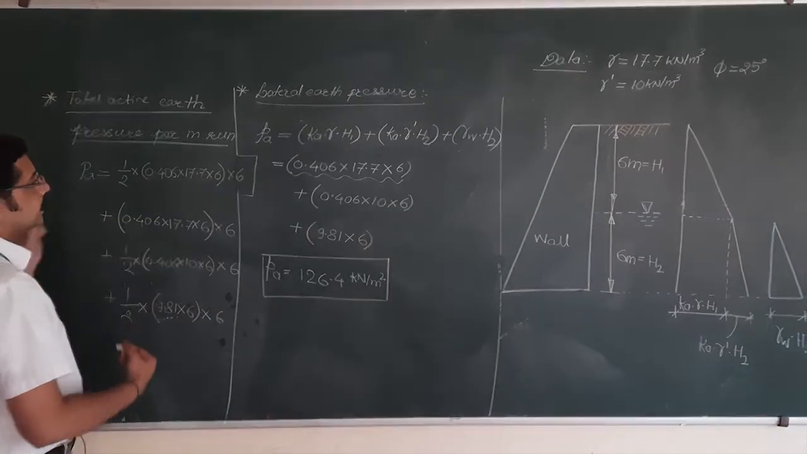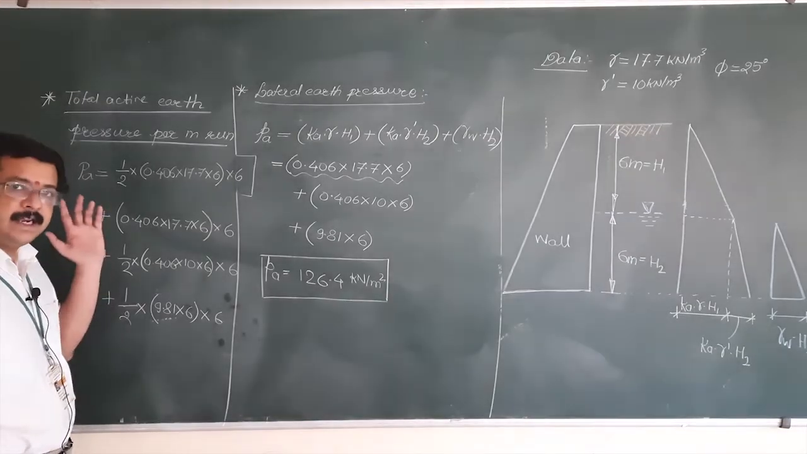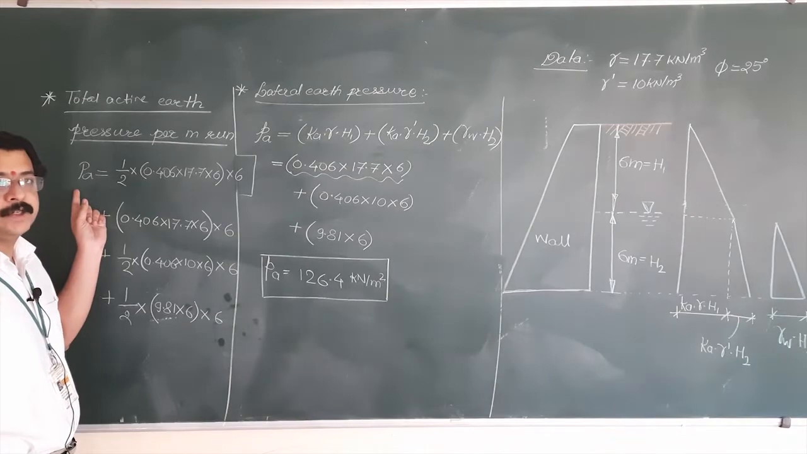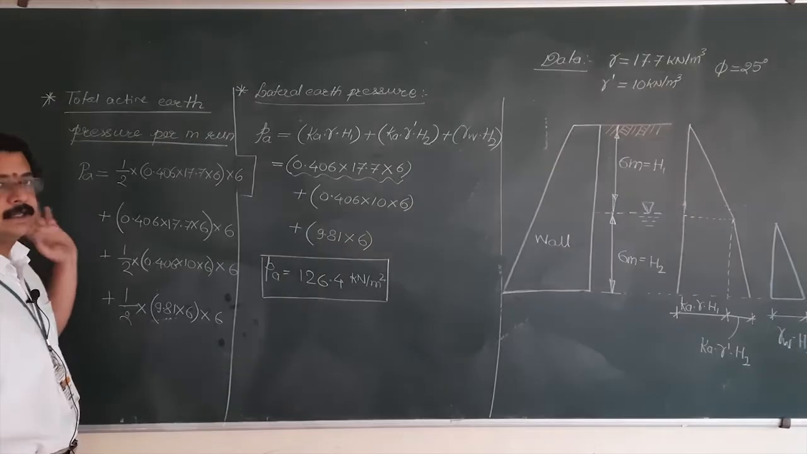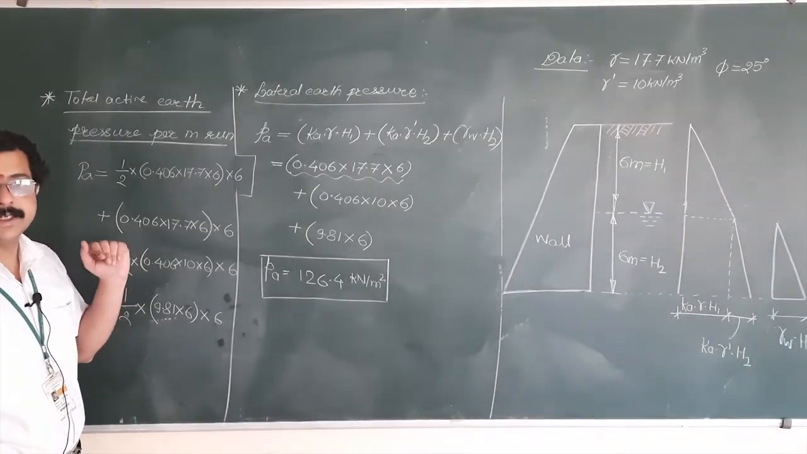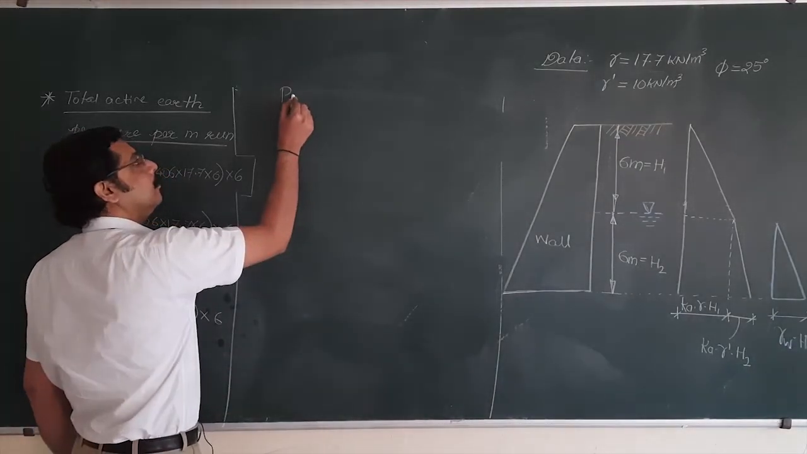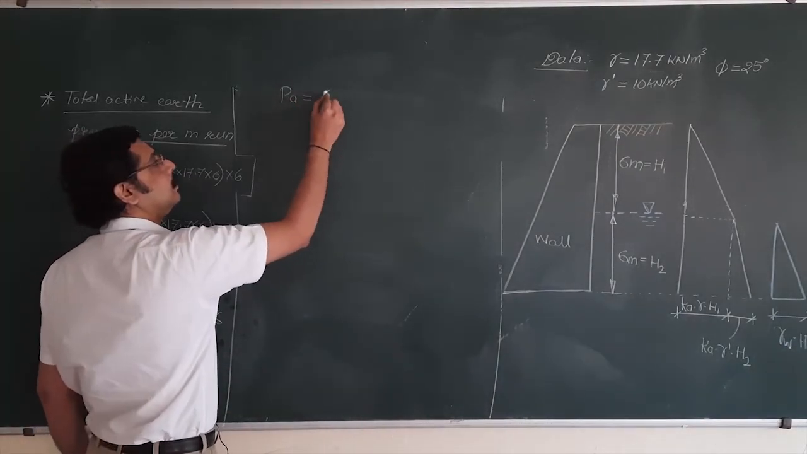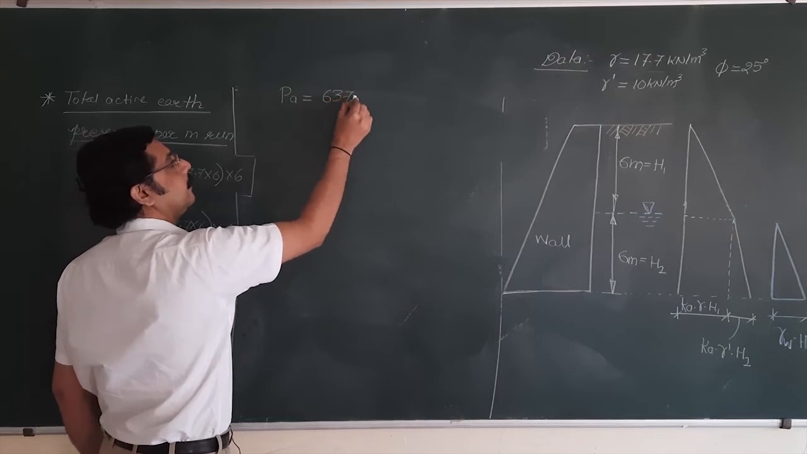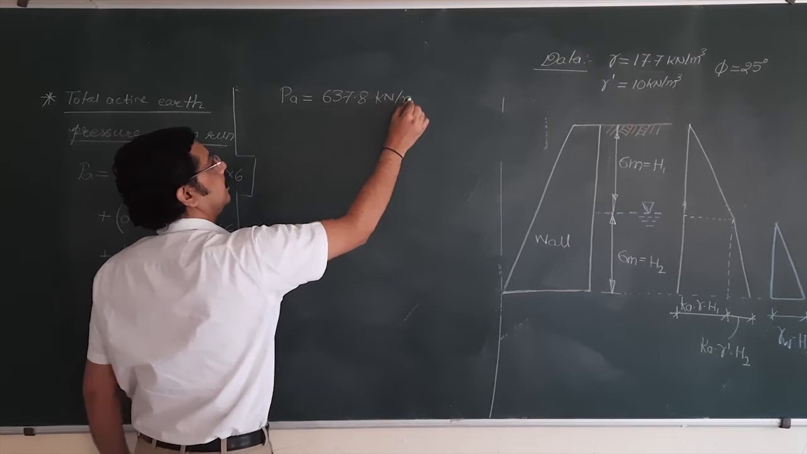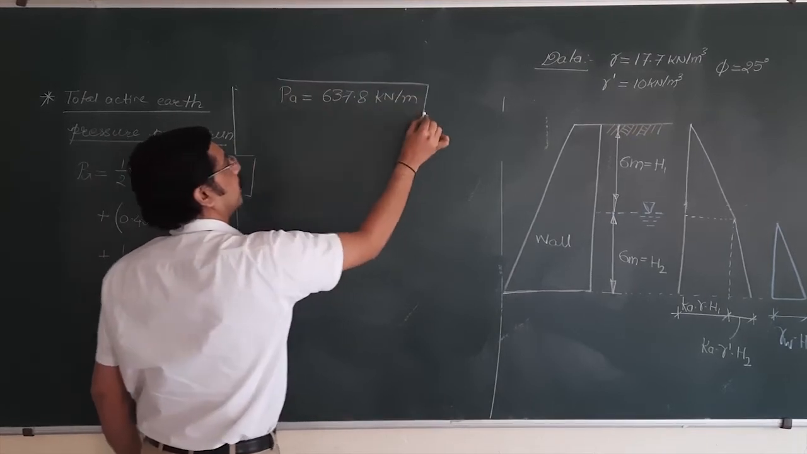This way, solve these four terms, add them together and finally obtain the total active pressure per unit length as capital PA. Let us calculate. So it comes out to be PA equal to 637.8 kilonewton per meter run of the wall.